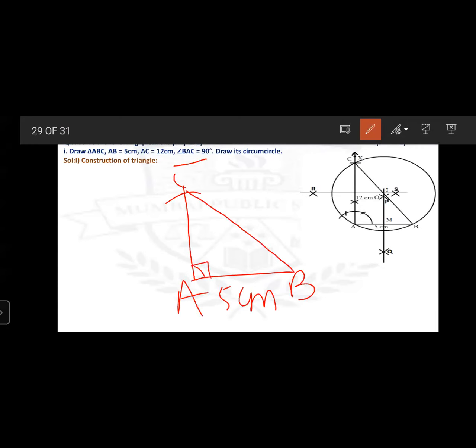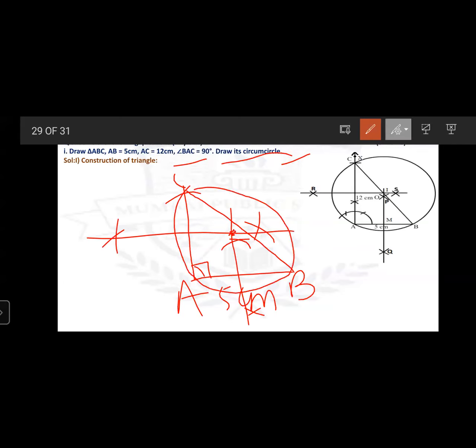Now here we want to draw the circumcircle. So we take the side bisector. See, for the circumcircle, we draw the side bisector, and for the incircle, we draw the angle bisector. Then we take the side bisector here. Again, we take the side bisector here. And we get the circumcenter. Then put your divider at this point and draw the circumcircle. Okay. So simple.